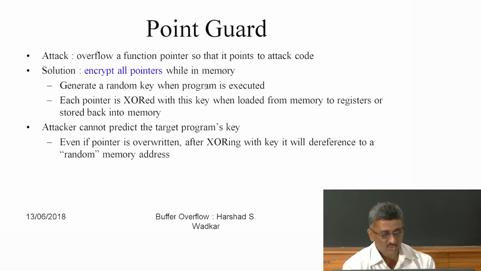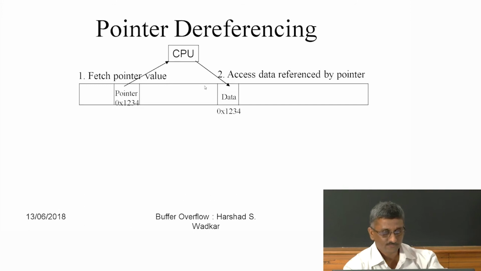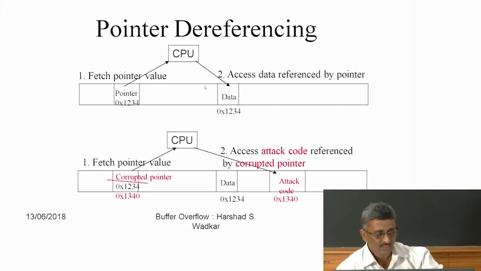Even if the pointer is overwritten, after XORing with the key, it will be dereferencing to a random memory location, not the attacker's memory location. So the attack is prevented. See what is actually being referenced here. The fetch pointer is 1 2 3 4, and the accessed data pointer is something different.